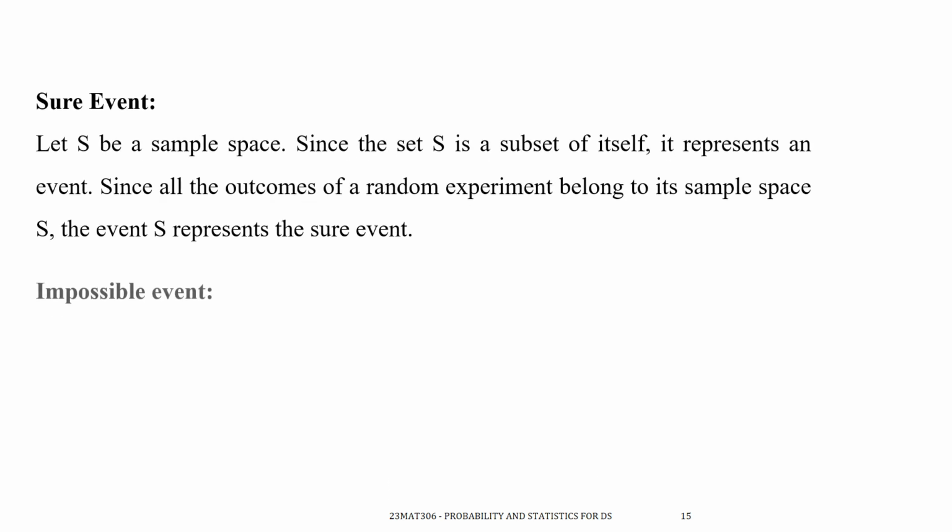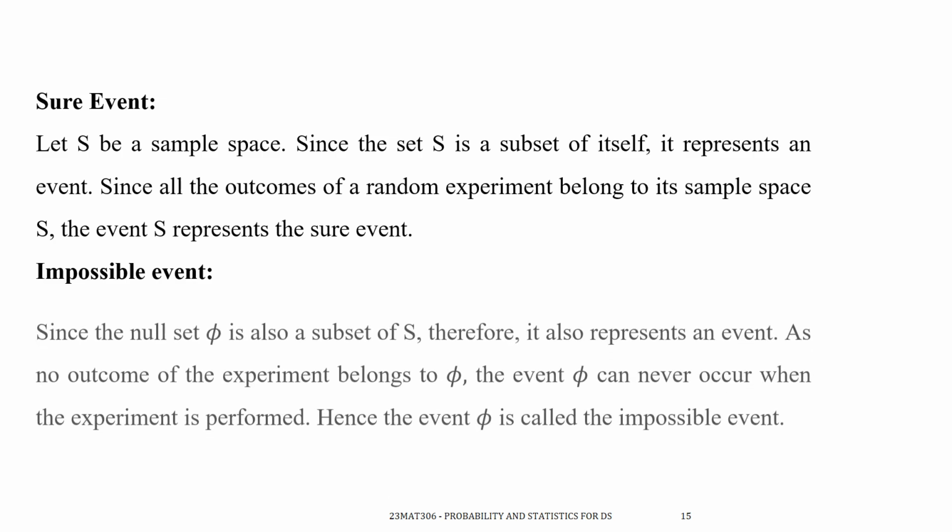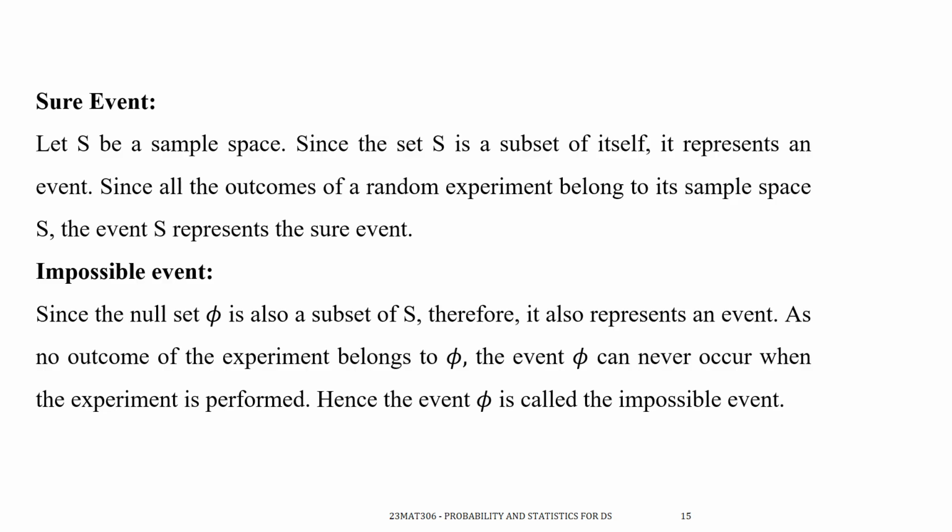The next one is sure and impossible events. A sure event always occurs and is equal to the sample space. Its probability is 1. An impossible event never occurs and it is represented by the empty set with probability 0. These are the extreme cases in probability.